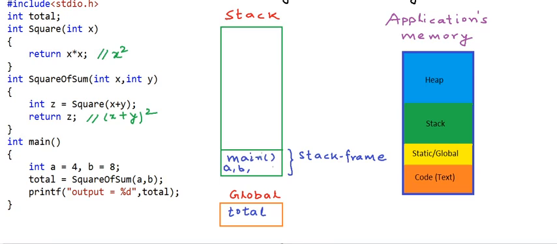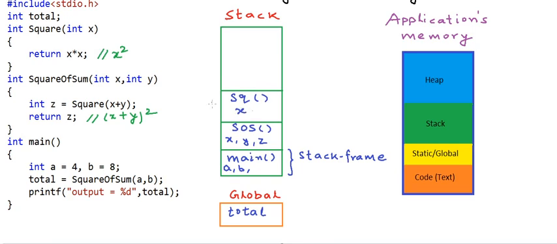The size of the stack frame for a method is calculated when the program is compiling. Now when main calls square of sum method, let's write shortcut SOS for square of sum, then a stack frame is allocated for the call to square of sum. All these local variables x, y, z will sit in this particular stack frame. Now square of sum calls square. Let's again put a shortcut here for square. So another stack frame for square, and it will have its own local variables.